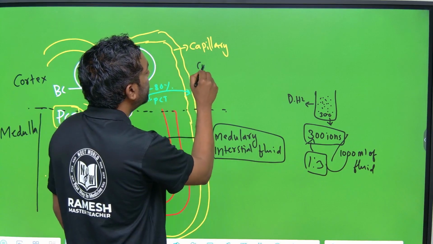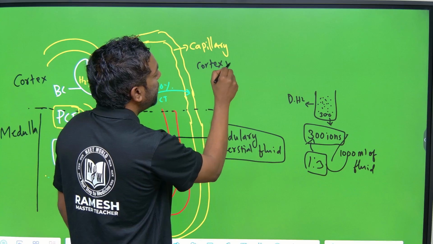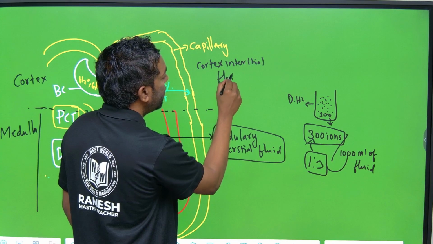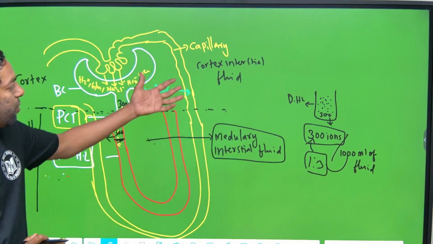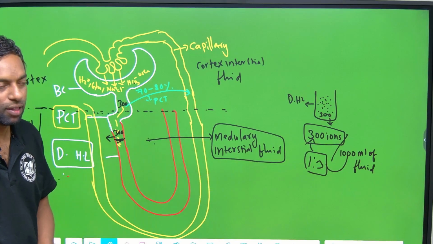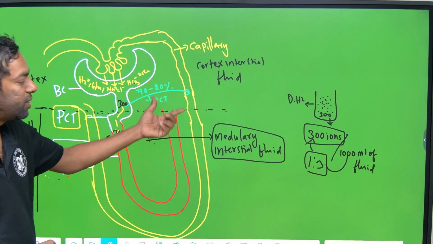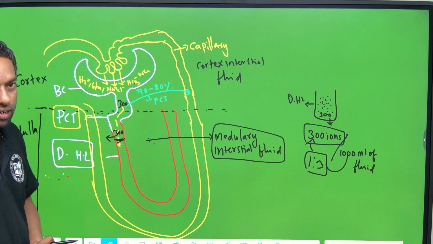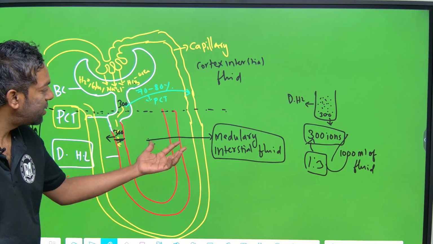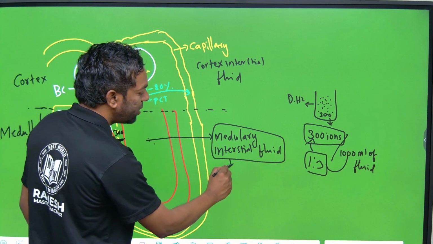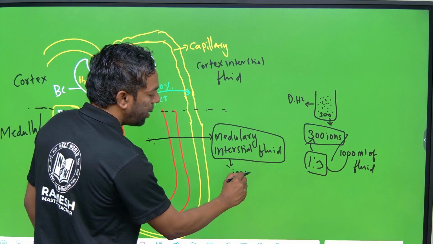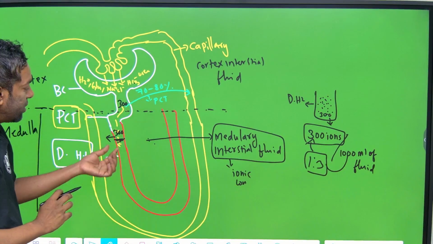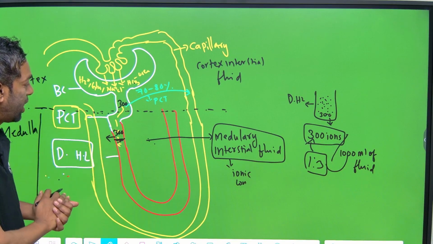This is the cortex interstitial fluid. Medullary interstitial fluid is there and cortex interstitial fluid is there, which are two regions in the kidney, the cortex region and the medullary region. This has such an ionic concentration, and this also has an ionic concentration, a different ionic concentration takes place here.